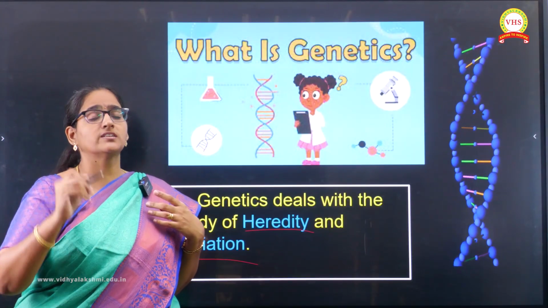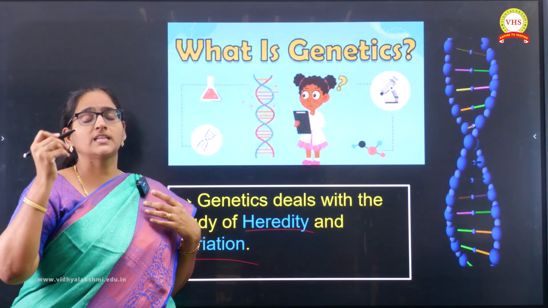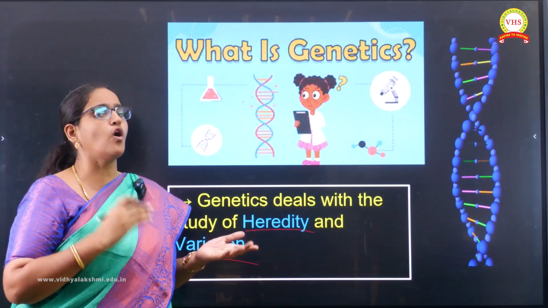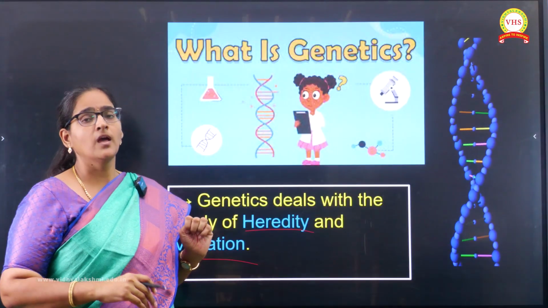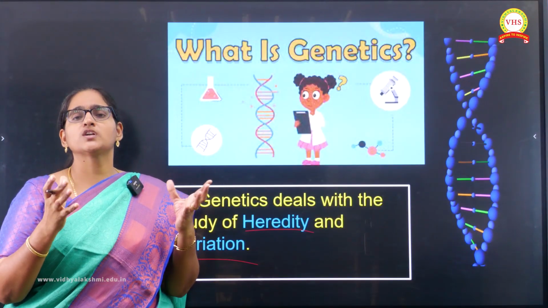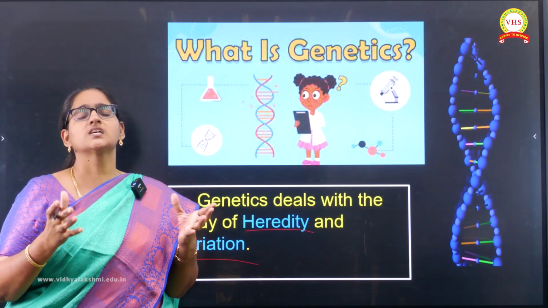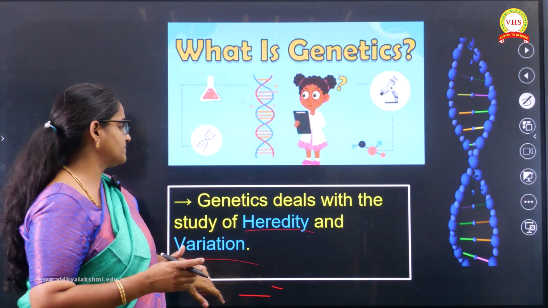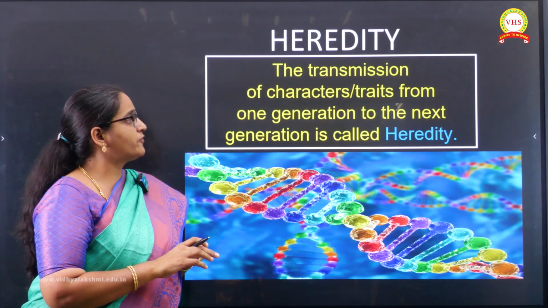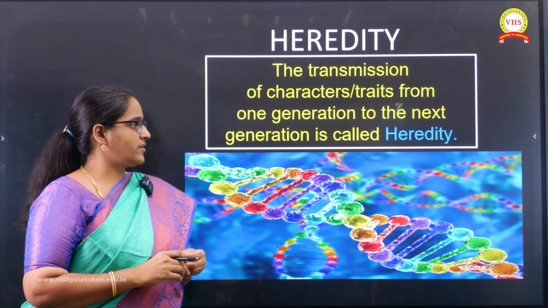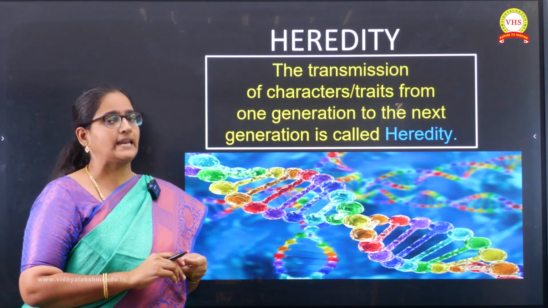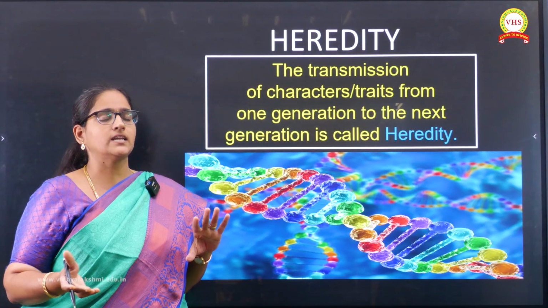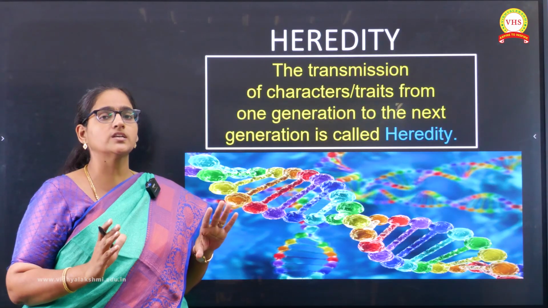Heredity is nothing but transmission of the characters or traits from one generation to the next generation, that means from the parent to the offspring. What about variation? Variation is nothing but the morphological differences or the genetic differences that exist among the population. So let us see them in depth. Heredity: the transmission of characters or traits from one generation to the next generation is called heredity. Transmission is nothing but passing. The passing of the genetic contents from one generation to the next generation is called what?